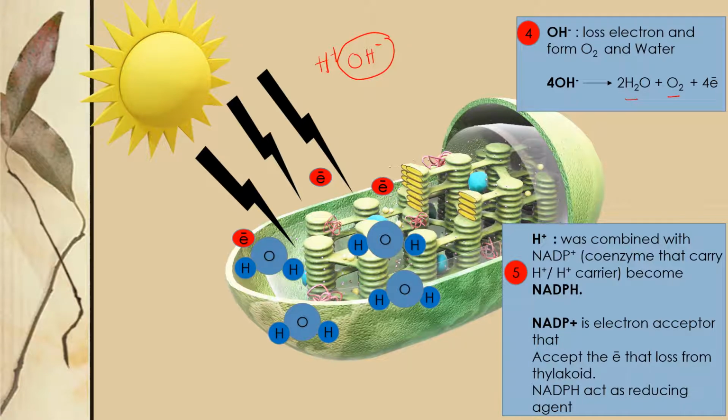What about the H plus? The H plus is combined with NADP plus. What is NADP plus? It is an electron acceptor that accepts the electron lost from the thylakoid, and NADPH acts as a reducing agent, meaning reducing is receiving, it receives the electron. So H plus is combined with NADP plus, a coenzyme that carries H plus, to become NADPH.